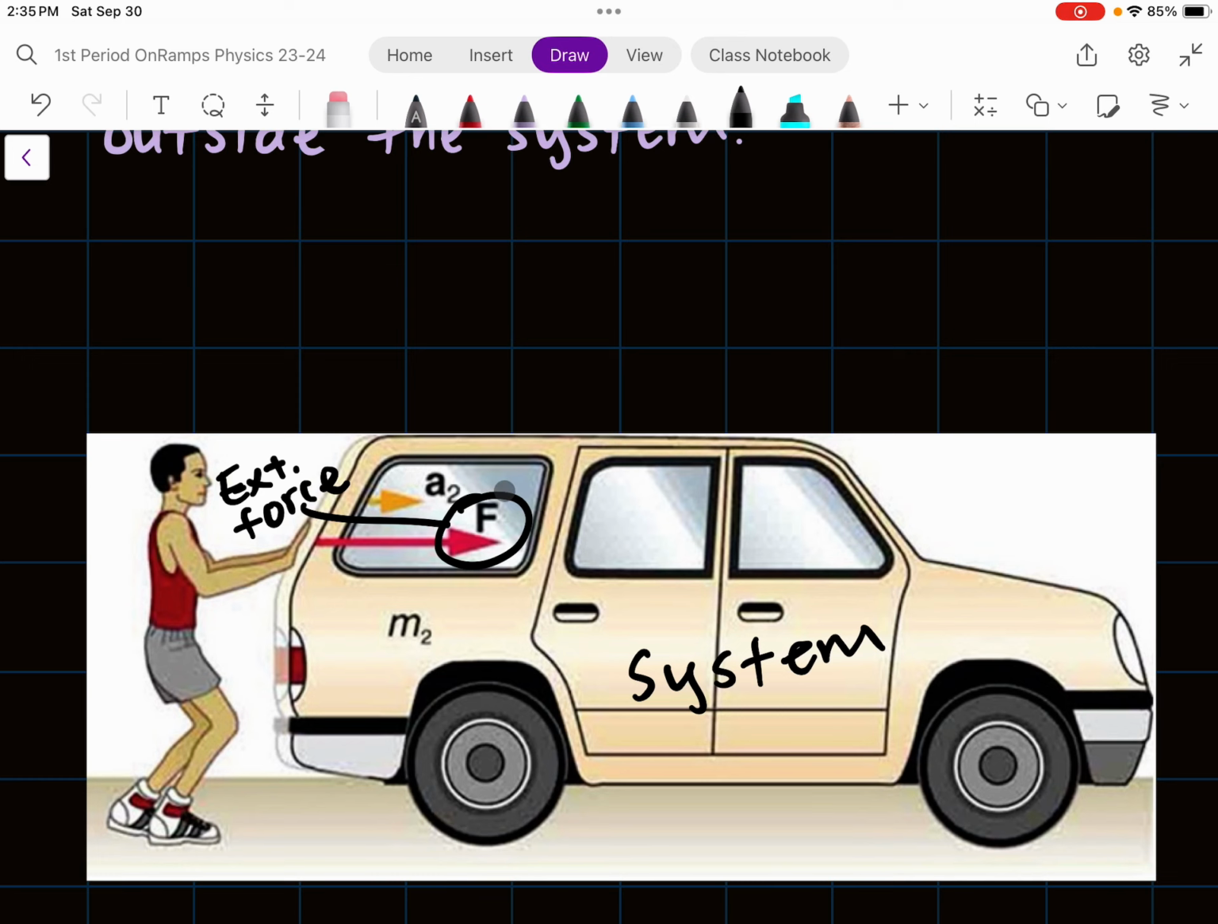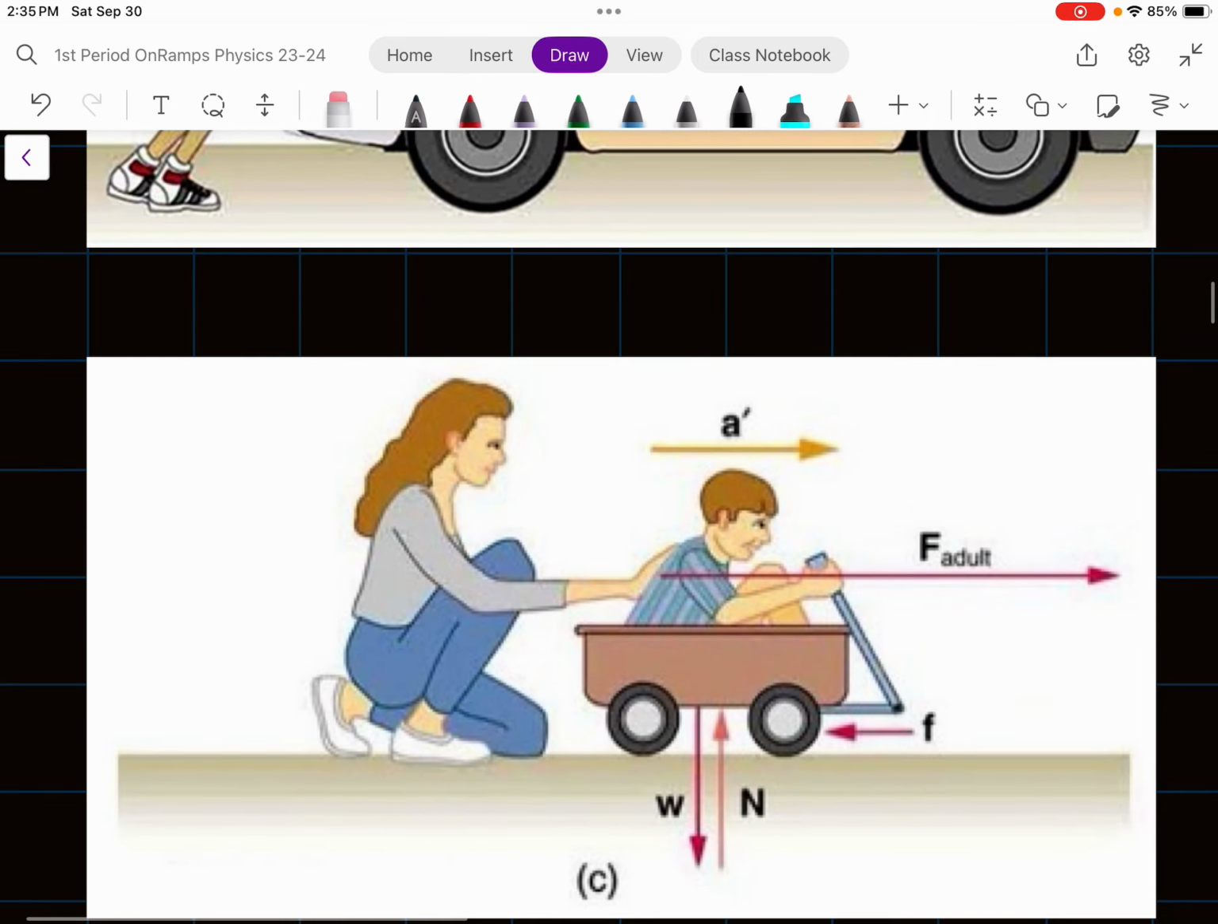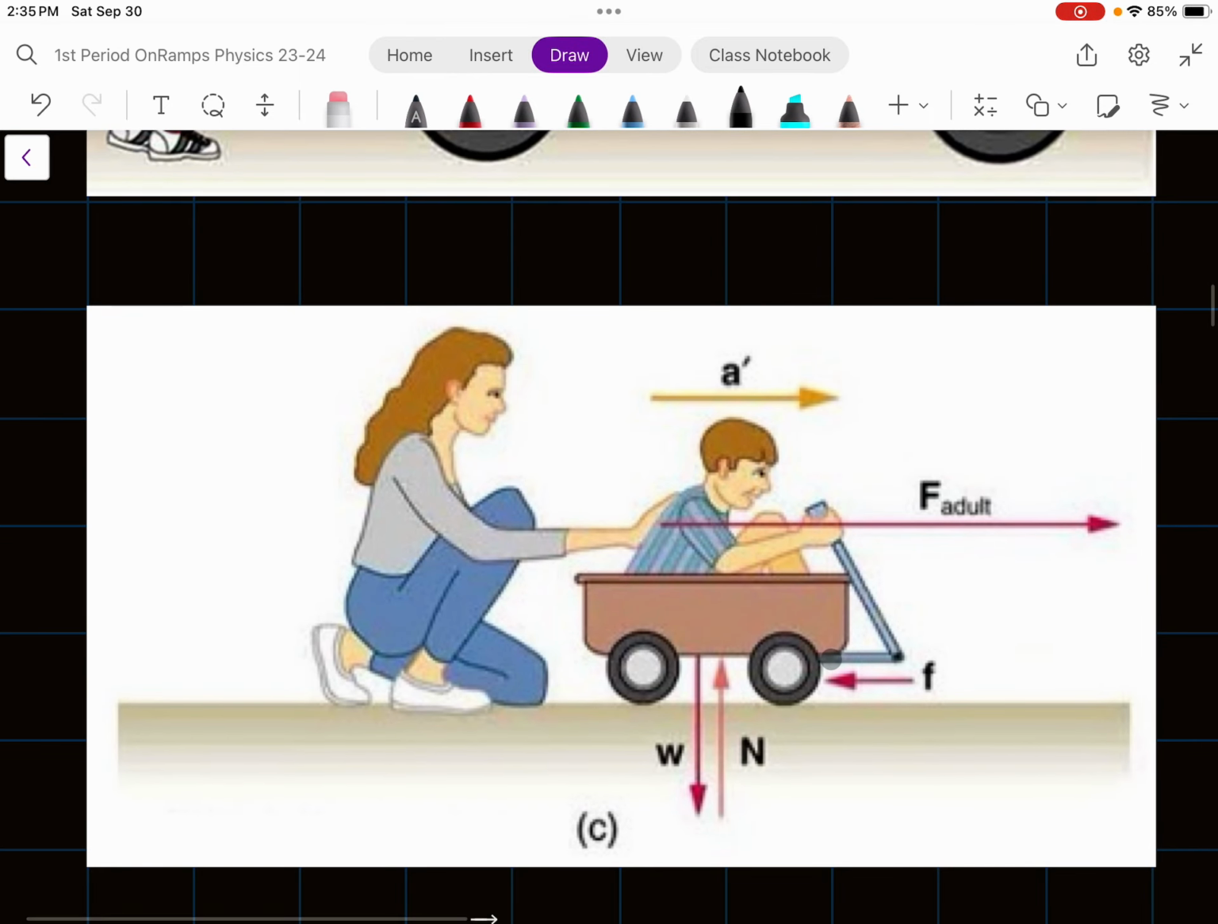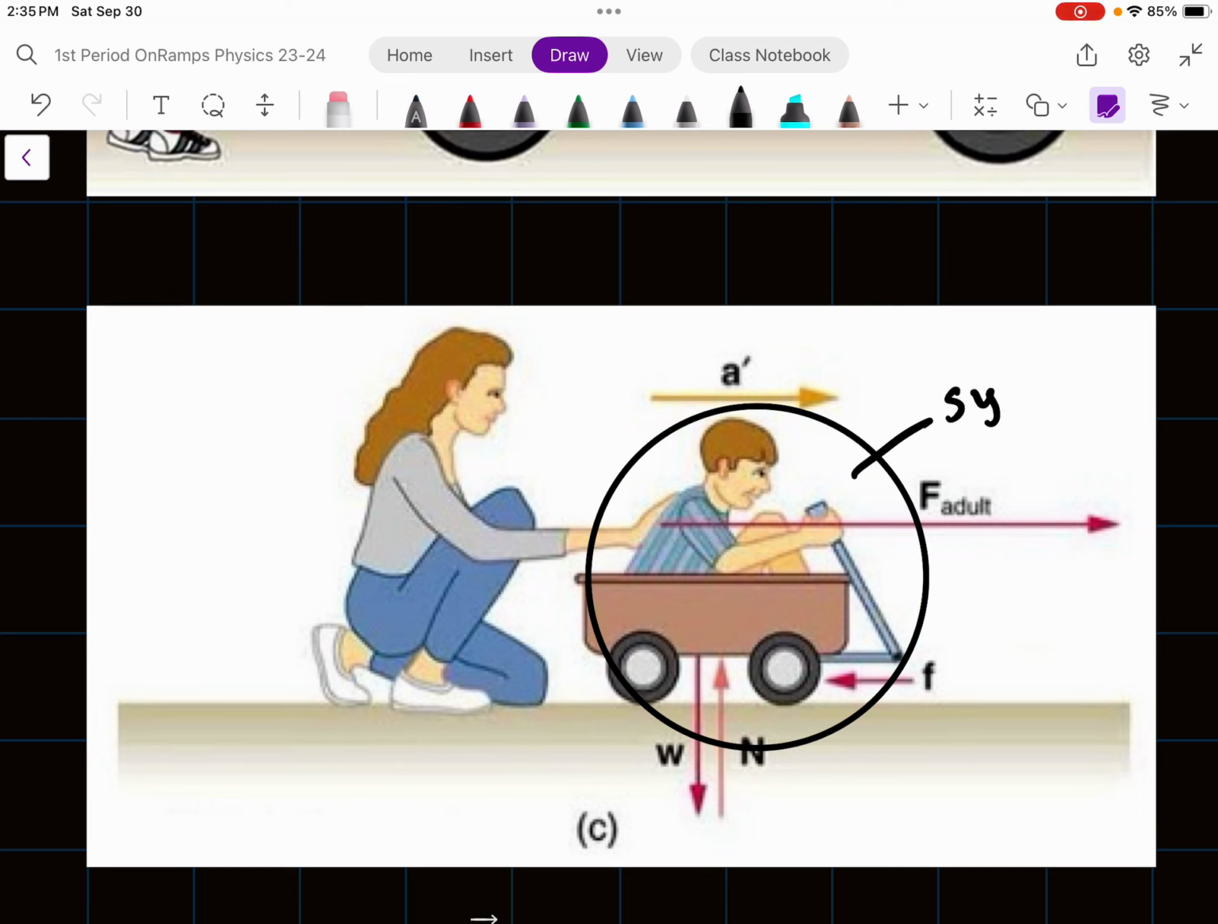Okay? System, what's getting pushed, what's getting pulled. How about a collection of objects? Well, in this case, if we try to define the system as just a wagon, then there's no force applied by the kid. So we don't take the kid into account, but we have to because the kid is adding mass to the system. So for this setup, we would have to define the system to be the kid in the wagon. So that's our system. And the external force is the force of the adult, right? This lady pushing this kid. That's how you define a system.